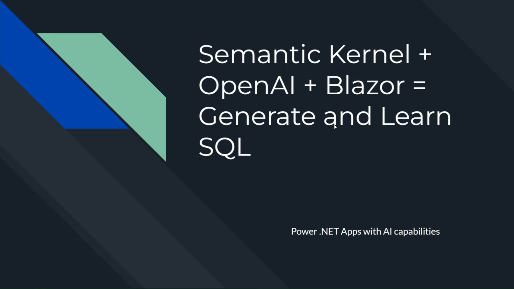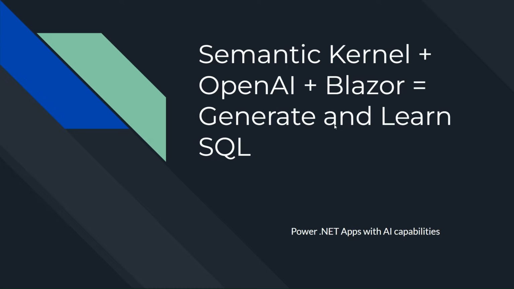Today we are going to learn how to use semantic kernel in a .NET application and integrate it with OpenAI to create an AI application that can generate SQL queries. You can provide an input prompt in such a way that it responds to your queries and generates SQL queries. In this example, we are going to create a Blazor application.